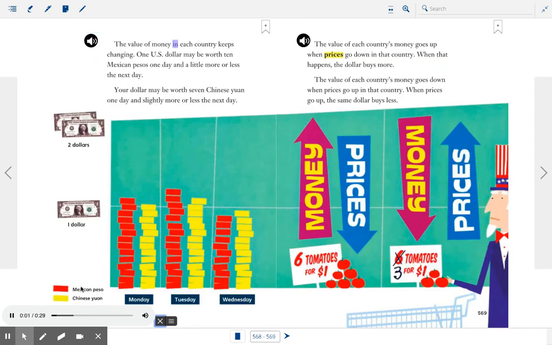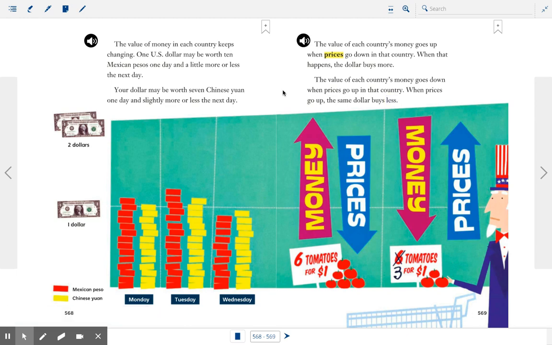The value of money in each country keeps changing. One US dollar may be worth 10 Mexican pesos one day and a little more or less the next day. Your dollar may be worth 7 Chinese yuan one day and slightly more or less the next day. The value of each country's money goes up when prices go down in that country. When that happens, the dollar buys more. The value of each country's money goes down when prices go up in that country. When prices go up, the same dollar buys less.